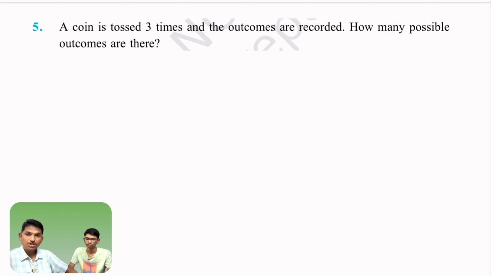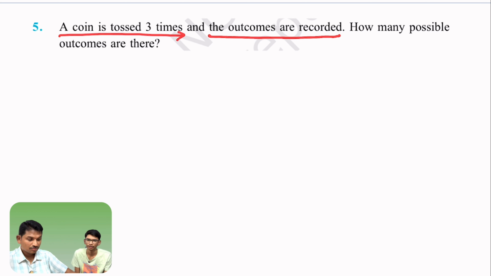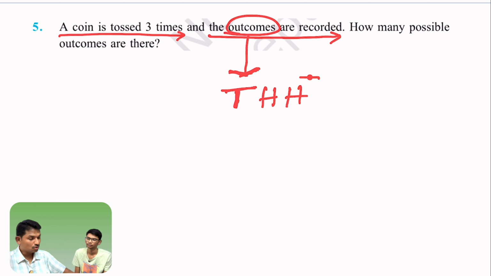You see this 5th question. Read the question. A coin is tossed 3 times and the outcomes are recorded. Outcomes means what? Outcomes are recorded. What it means? The face which it lands on. That means, for example, first coin, tail. Second coin, heads. First time coin results tail. Second time coin results head. Third time? Again head. This is one outcome.